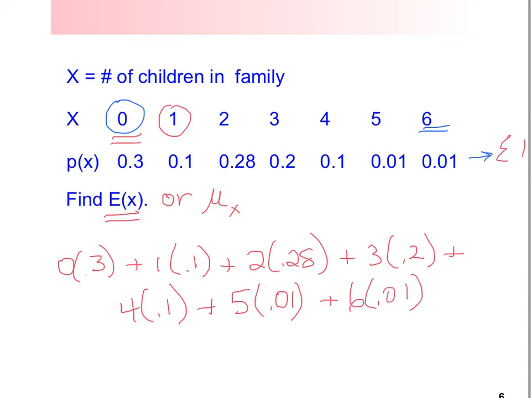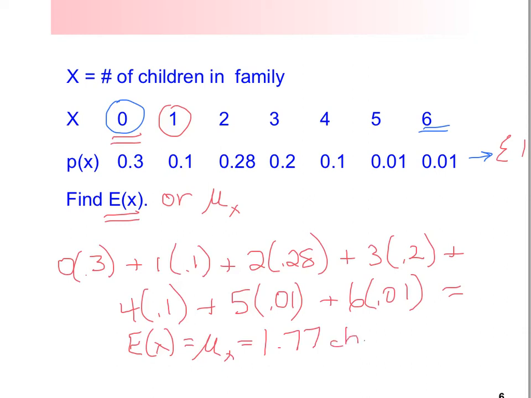So I'm taking each value of the random variable and multiplying it by its probability, and I am summing or adding them all up. And if you do that, you end up getting 1.77. So the expected value or the mean of the random variable is 1.77. So we would interpret this as if we looked at many families over and over and over again, on average, each family would have 1.77 children.